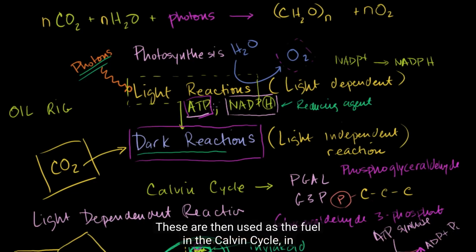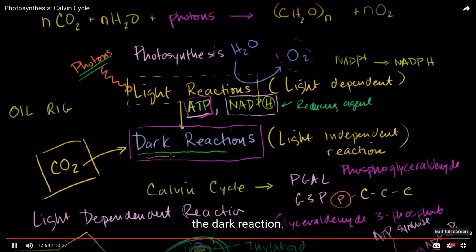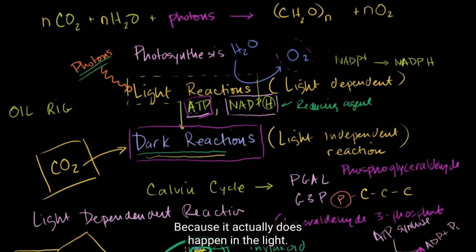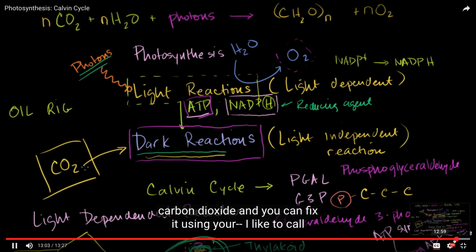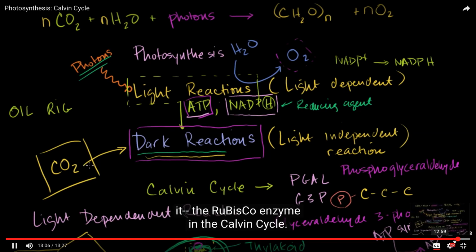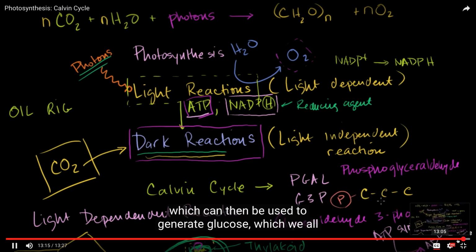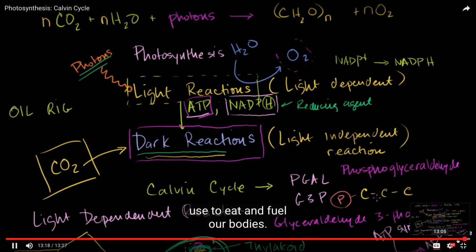These are then used as the fuel in the Calvin cycle, in the dark reaction, which is badly named. It should be called the light-independent reaction because it actually does happen in the light. You take your fuel from the light reactions with some carbon dioxide, and you can fix it using, I like to call it the rubisco enzyme, in the Calvin cycle, and you end up with your phosphoglyceraldehyde, which could also be called your glyceraldehyde 3-phosphate, which can then be used to generate glucose, which we all use to eat and fuel our bodies, and we learn in cellular respiration that can then be converted into ATP when we need it.